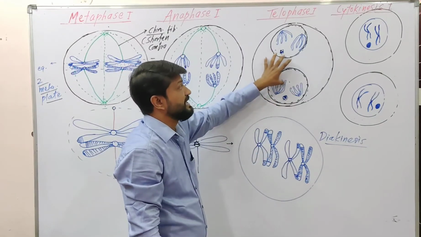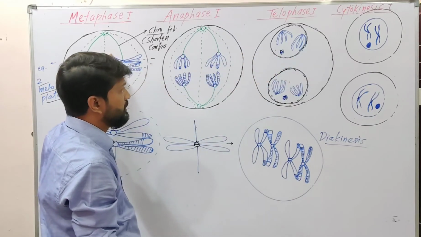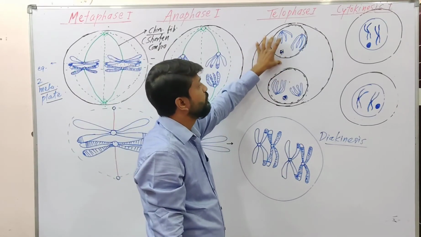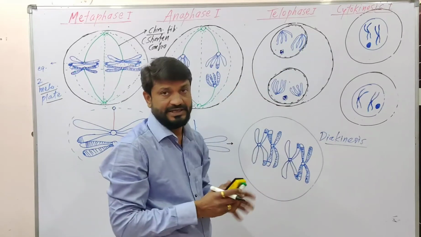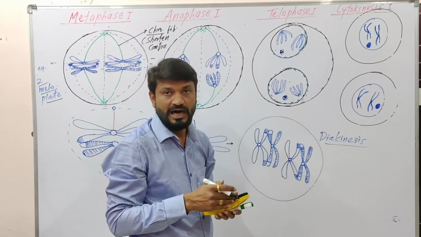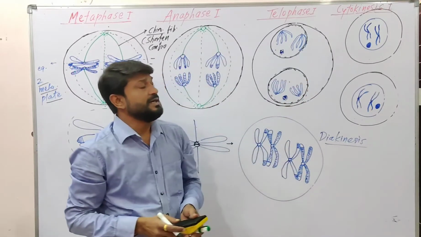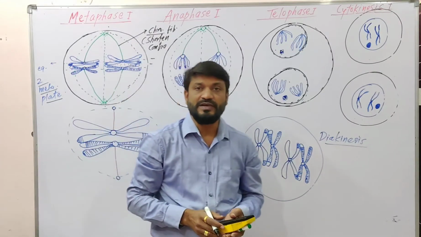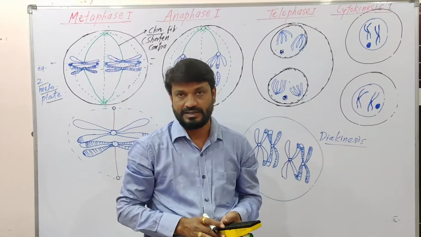ओके, और रिजल्ट क्या हो बच्चों साइटोकाइनेसिस 1 का? पेरेंटल सेल जिसमें 4 क्रोमोसोम्स हैं, it will be divided into 2 nuclei, okay, having 2 chromosomes each. Okay, so chromosome number is reduced to half. टेलोफेज 1 के बाद नेक्स्ट स्टेप में हम देखेंगे साइटोकाइनेसिस 1. Now students, the cytokinesis 1 process is exactly similar to cytokinesis of mitosis.